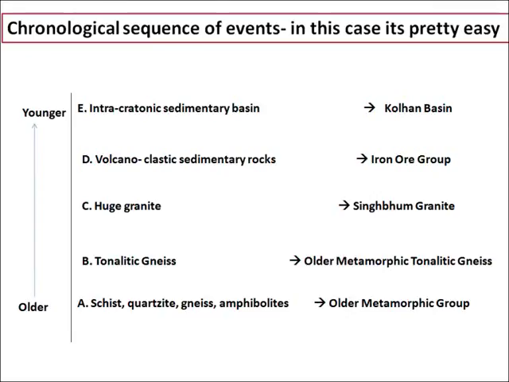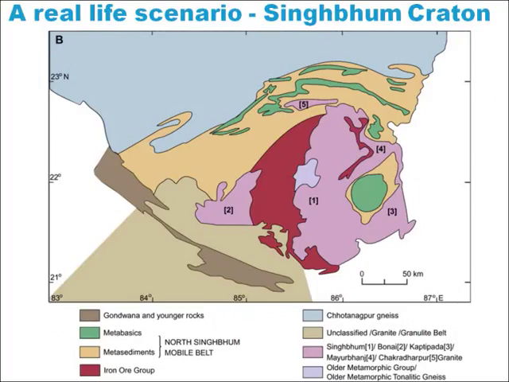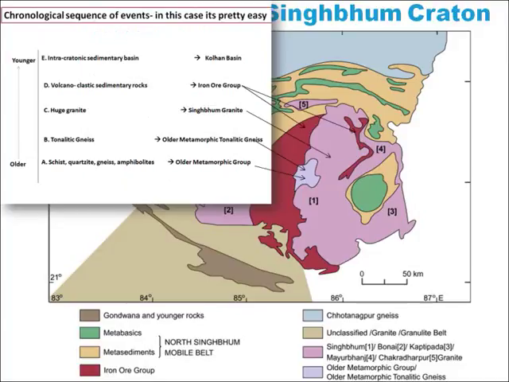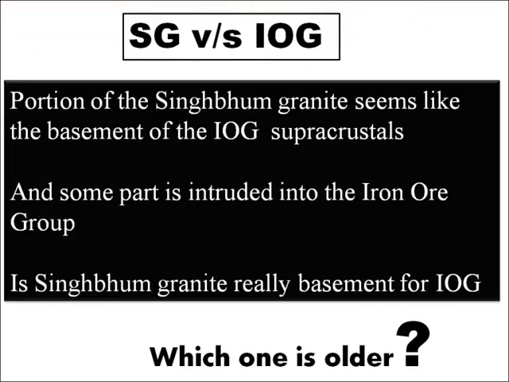So the age distinction between the older metamorphic group and the older metamorphic tonalitic gneiss is pretty much clear, but the discrepancies occur between the iron ore group and Singhbhum granite. The contradiction occurs due to the fact that some parts of Singhbhum granite intrude into the iron ore group, which leads us to think whether Singhbhum granite is older than the iron ore group or vice versa. One school of thought considers the Singhbhum granite to be the basement of the iron ore group, while the other regards the Singhbhum granite to be younger.